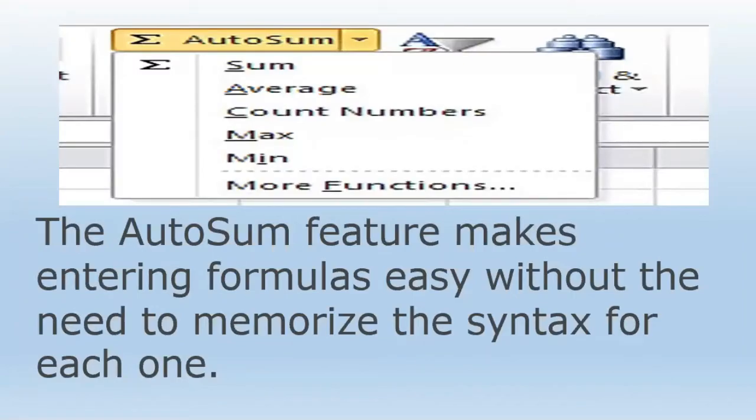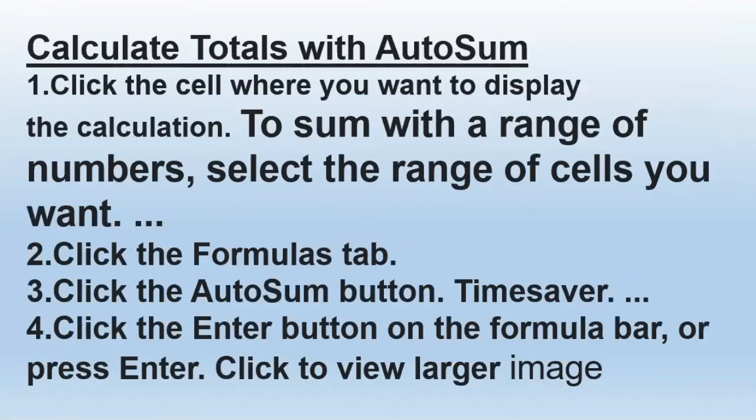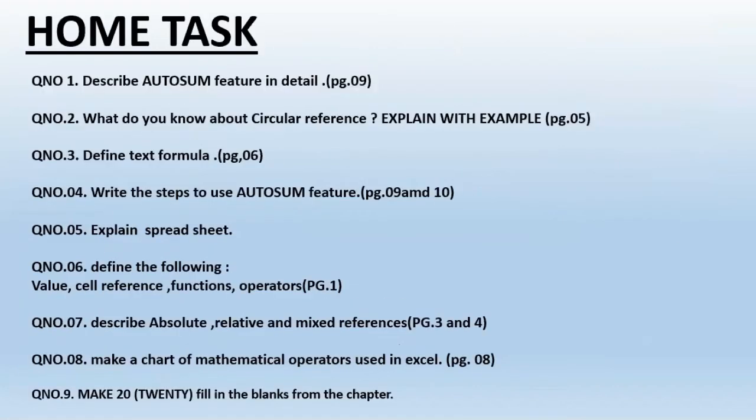Now, the AutoSum feature, I told you about the AutoSum feature. How can we use the AutoSum feature? The AutoSum feature is an automatic formula generator. So it can quickly generate or form the formula that we require. The common functions of the AutoSum feature are sum, average, count numbers, maximum, or minimum values. These are the common functions which are available in the AutoSum feature.